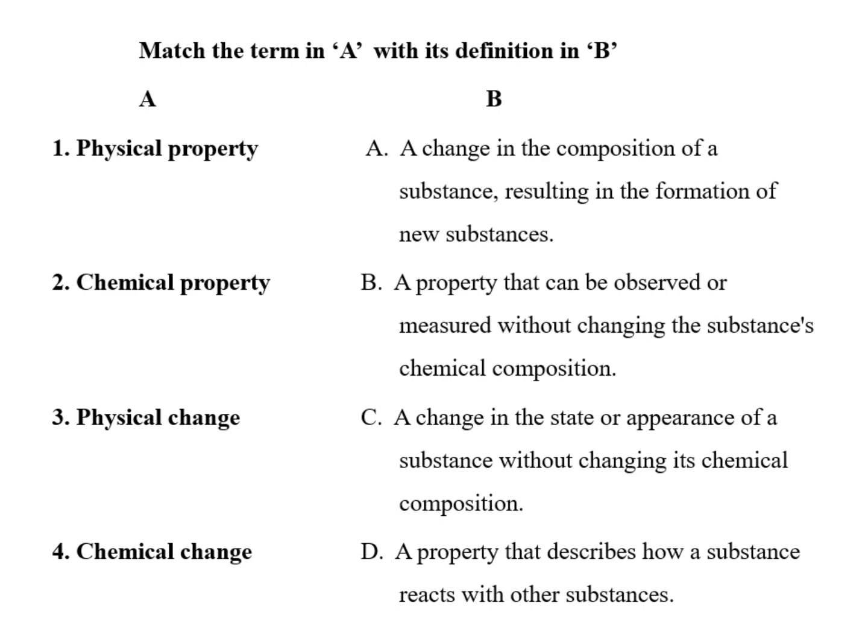Under column A we have physical property, chemical property, physical change and chemical change. Under column B: A, a change in the composition of a substance resulting in the formation of new substances. B, a property that can be observed or measured without changing the substance's chemical composition. C, a change in the state or appearance of a substance without changing its chemical composition. And D, a property that describes how a substance reacts with other substances.